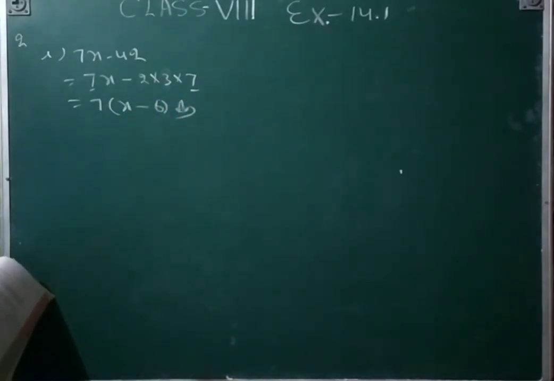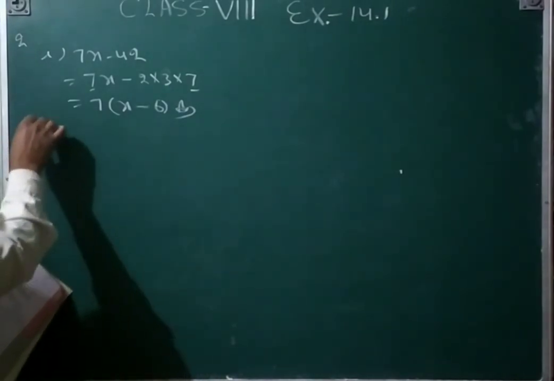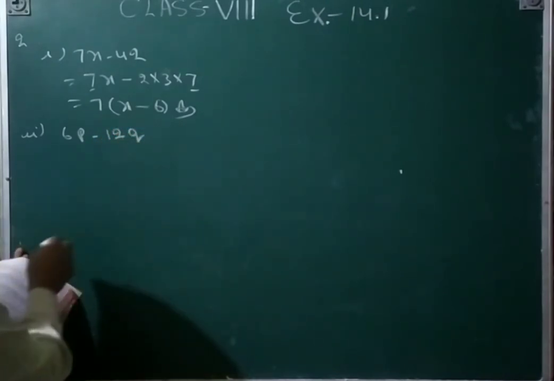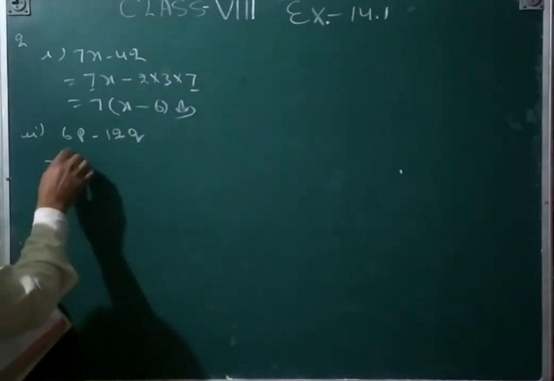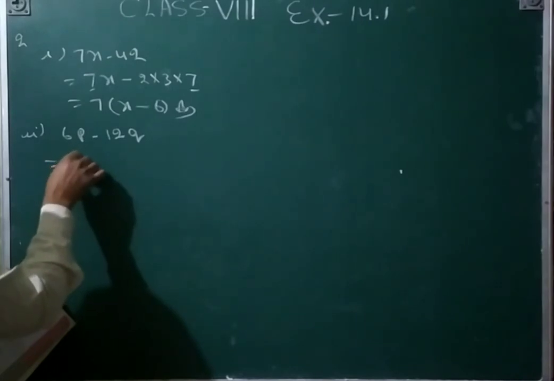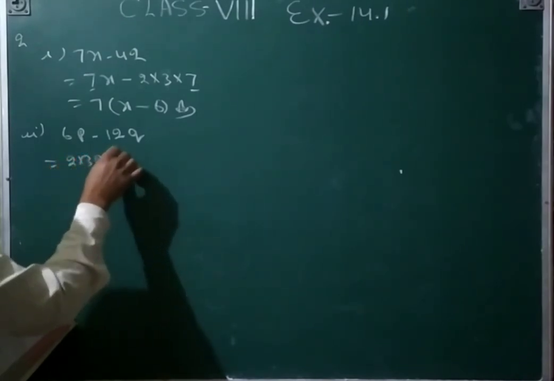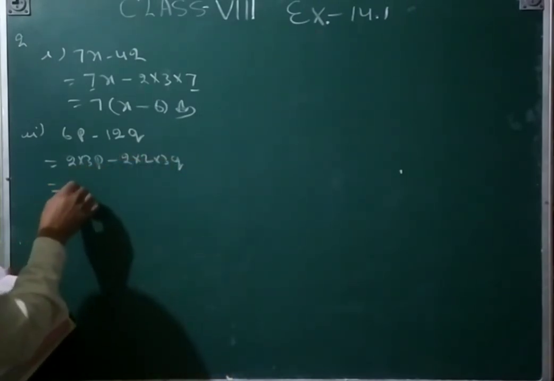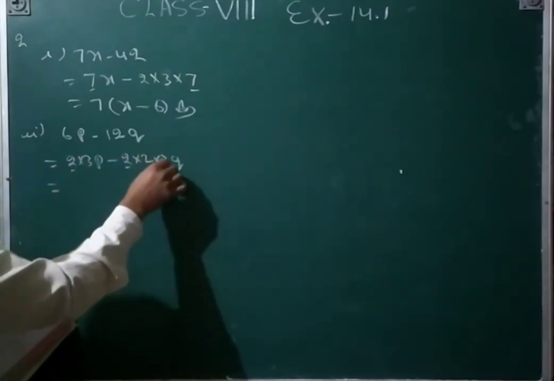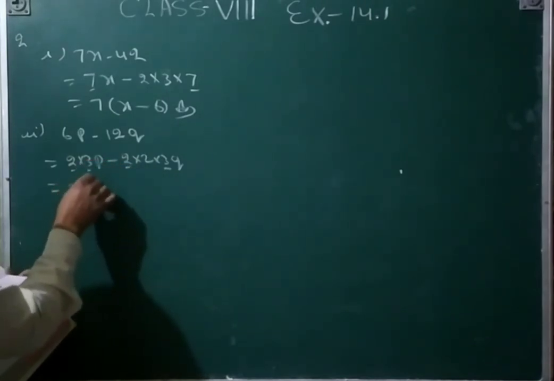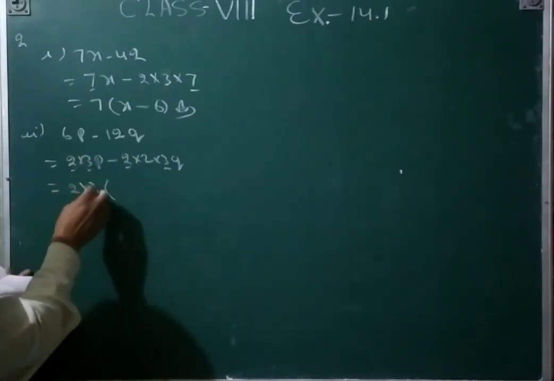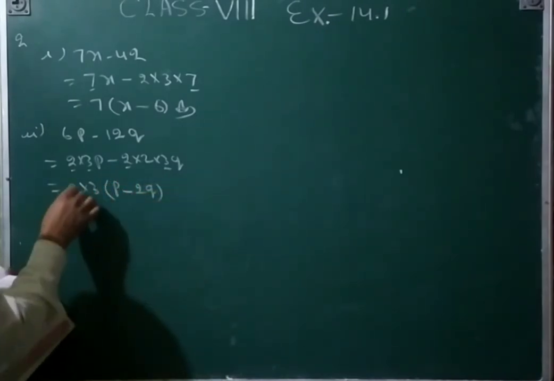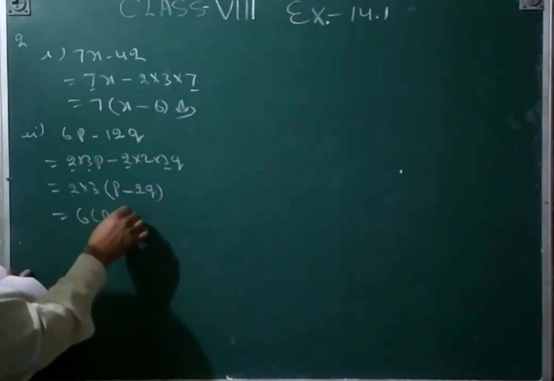And then the second part: 6p minus 12q. You are looking, 2 into 3p minus 2 into 2 into 3q. So 2 and 3 are also common, so 2 into 3 comes outside as the common factor, and p minus 2q is left. So 2 3 is 6, p minus 2q.